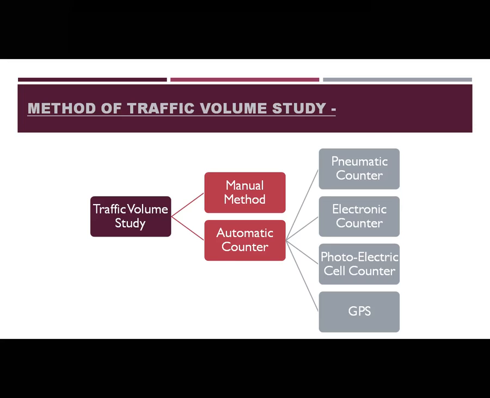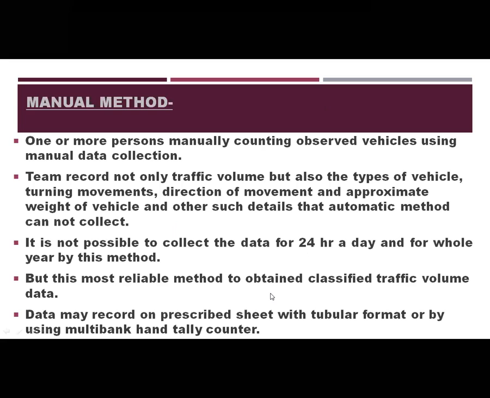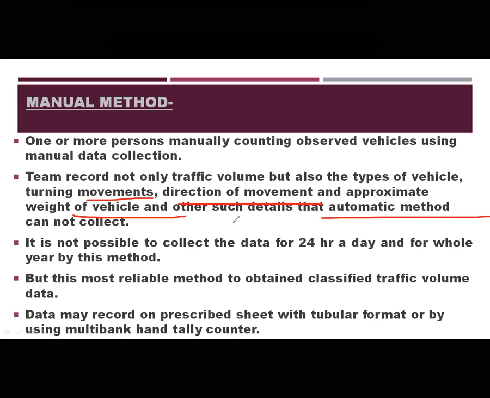But in the automatic counter, we could use count data for a very long period, but it is not that proper. In the automatic counter, the pneumatic counter, electronic counter, photoelectric counter, and GPS are present. In a manual counter, I already told you that we collect the data with precision, like movement, direction of movement, approximate weight of the vehicle, which cannot be collected in the automatic counting method.